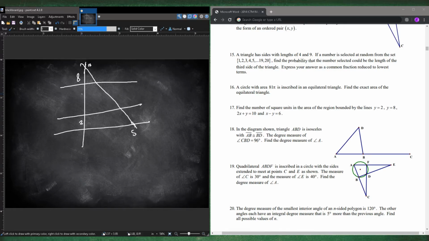And x minus y is equal to 6. So if x is 0, y is at negative 6, so somewhere right here, negative 6. And if y is 0, then x is at 6, so somewhere right here. Okay, so something like this. And this is at 6. So basically, we have to find the area of the region bounded by those 4 lines. So that would be, kind of extend that out.